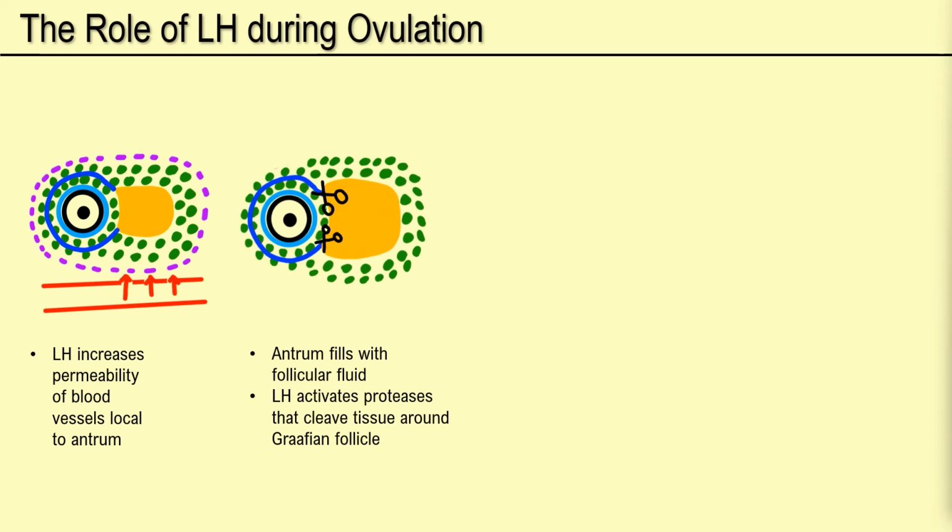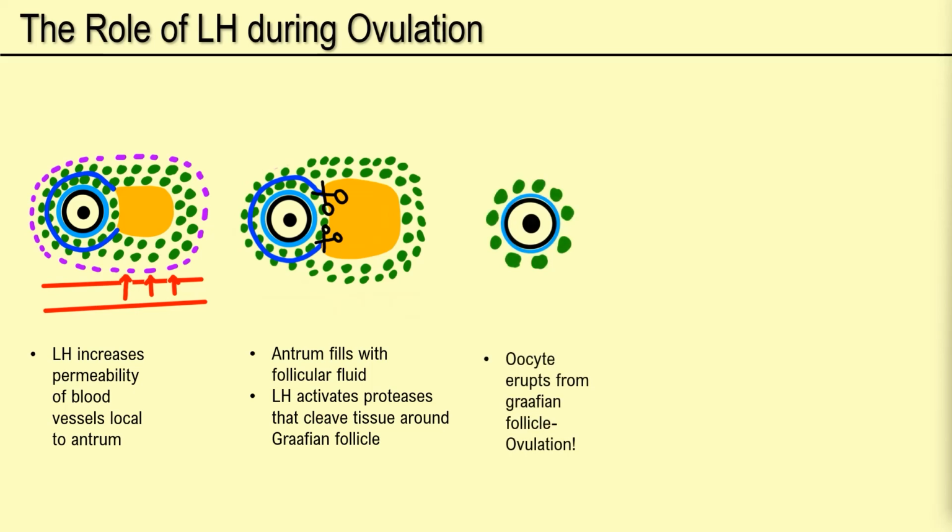In addition to this, the LH also activates proteases which snip off that membrane enveloping the secondary oocyte. This, combined with the ever-increasing pressure, pops the secondary oocyte out of the Graafian follicle, much like bursting a spot or a blister. The secondary oocyte erupts from the Graafian follicle in an act of ovulation.